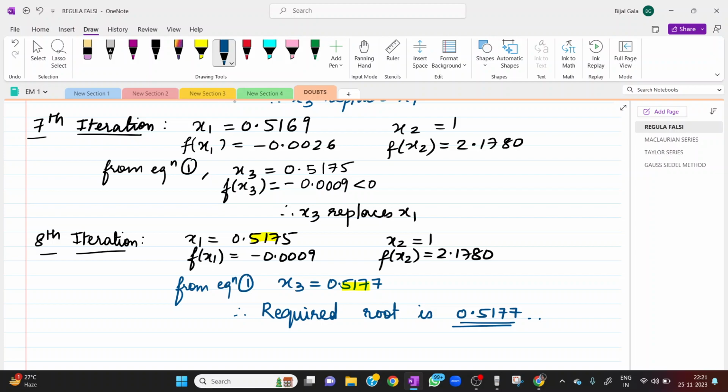So yes, the questions could be lengthy as this. The questions could be short. They can ask you just to stop after 3 iterations, 4 iterations. So it depends on what is asked in the question. If the question is long, of course the marks will be more. Okay. So this was your question on regula falsi method. This was a transcendental equation. I hope the question is clear.